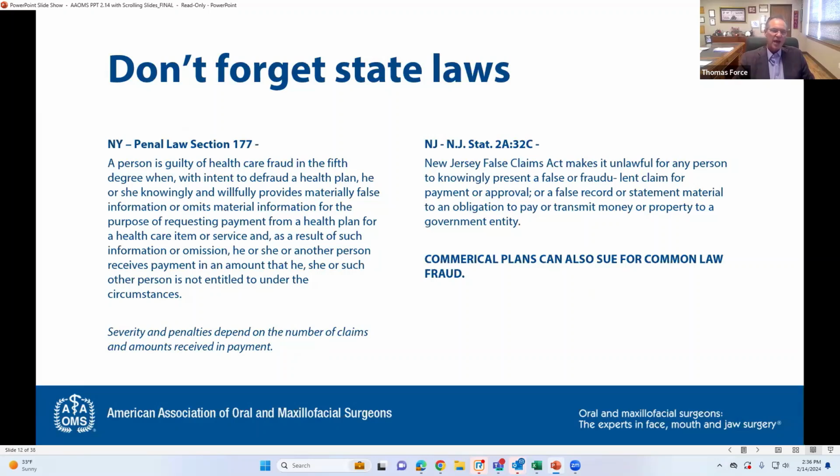Now, the point here is that these federal statutes are serious. Almost every state has some version of those statutes. So when an insurance carrier brings a lawsuit against you for fee forgiveness, usually it's a countersuit, they're going to allege fraud as well. And these are some of the statutes. Here's the New Jersey and the New York statute. So the point being is commercial plans can also sue for common law fraud and for statutory fraud under most state statutes.